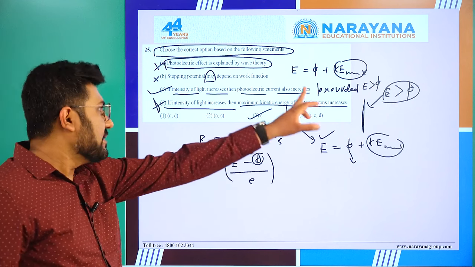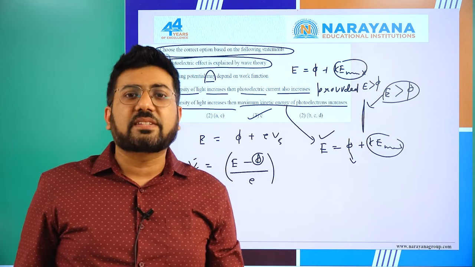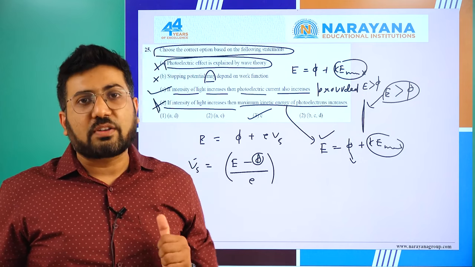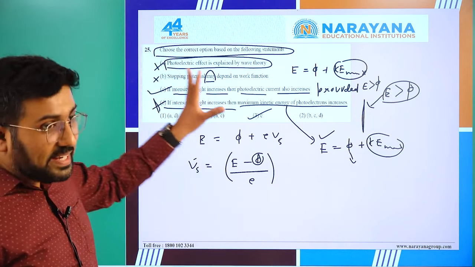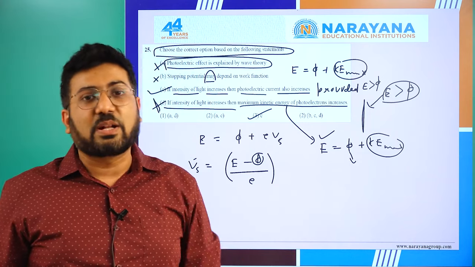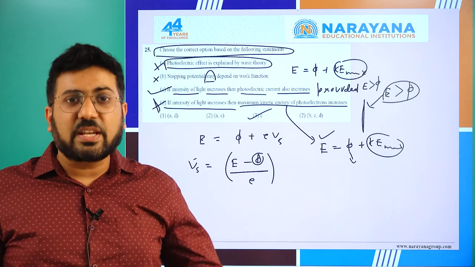But yes, again they should mention here provided E is greater than phi, that is the energy of the incident photon is greater than the work function. Otherwise, whatever may be the intensity of light, photoelectric effect will not occur only. That means the intensity will not change the current, it will remain 0 only.